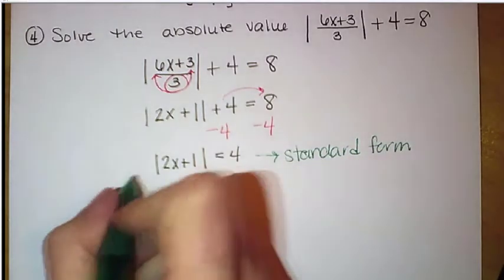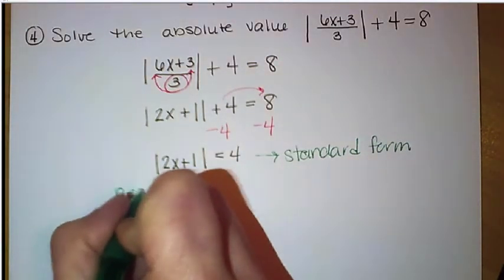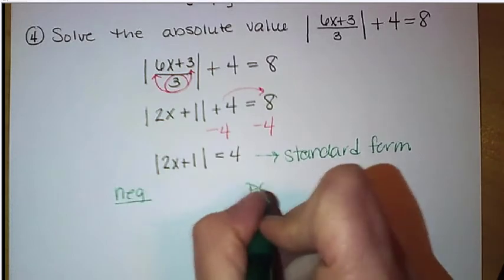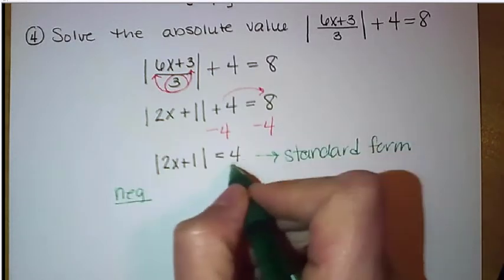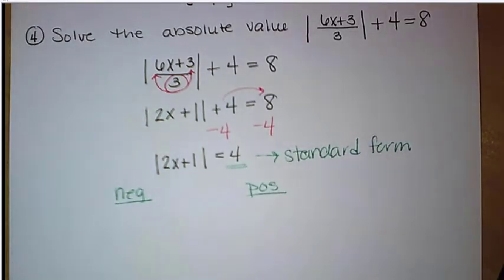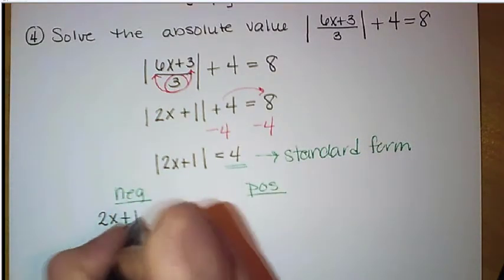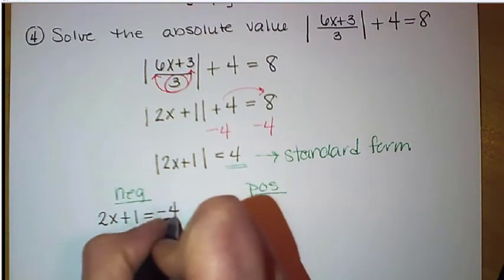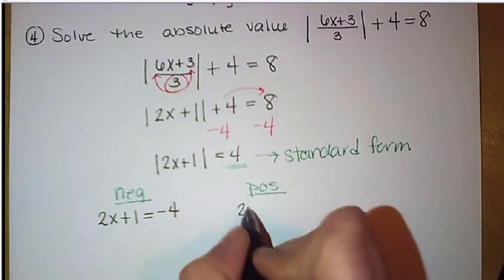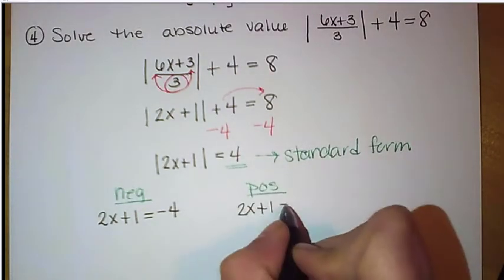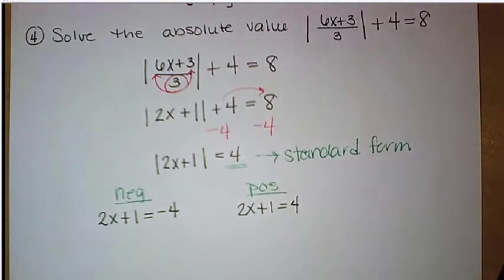But we have to then create our negative and our positive sides of our equation. And remember that that means we're only going to be changing that 4. We're not going to change the 2x plus 1. So our negative side is going to be 2x plus 1 equals a negative 4, and then our positive is 2x plus 1 equals a positive 4.